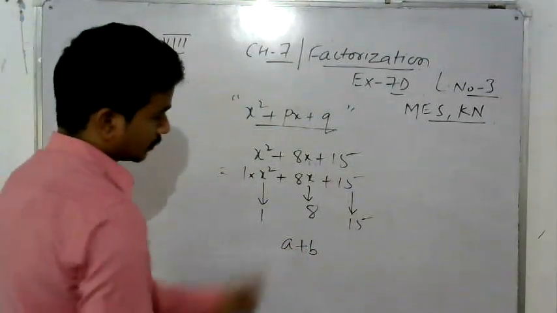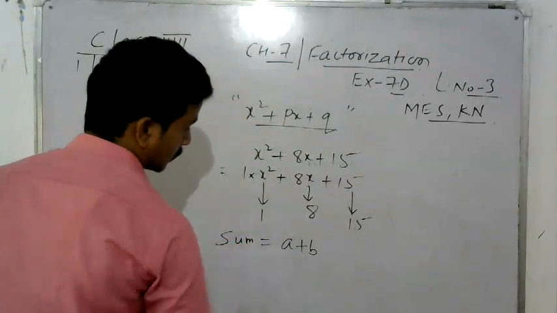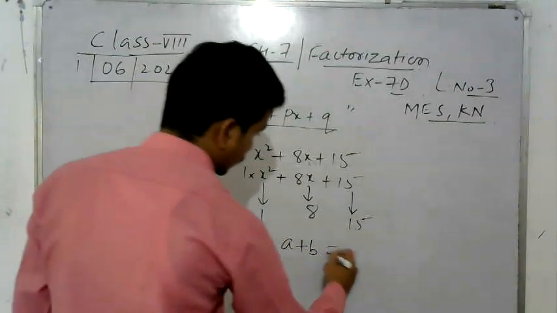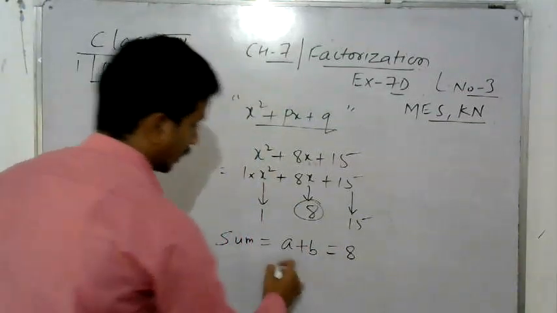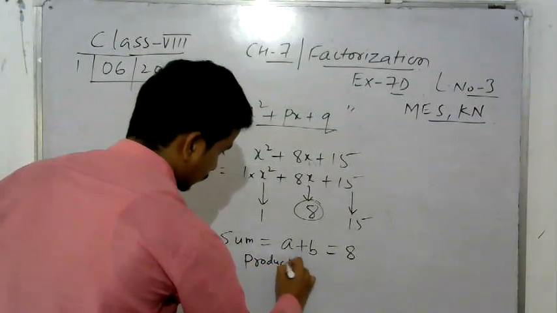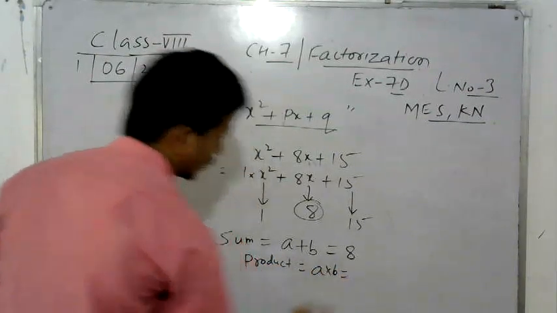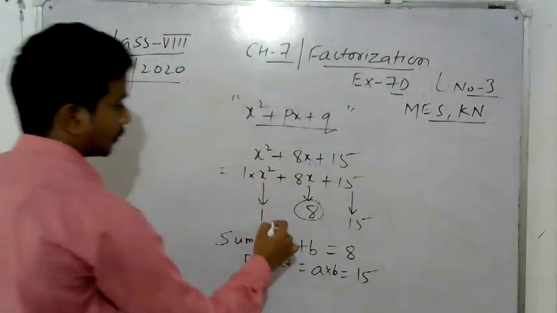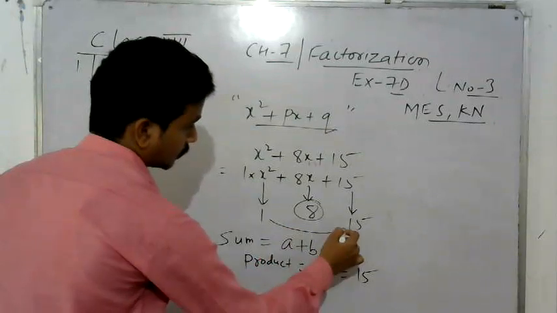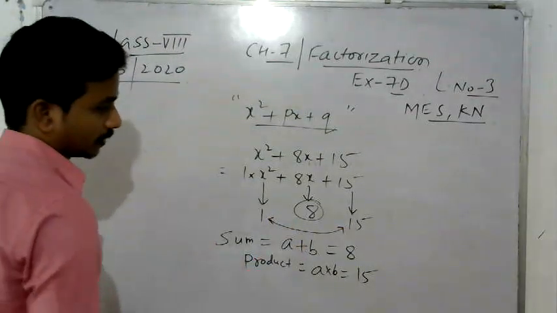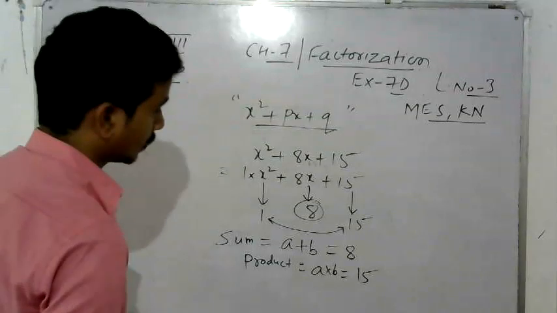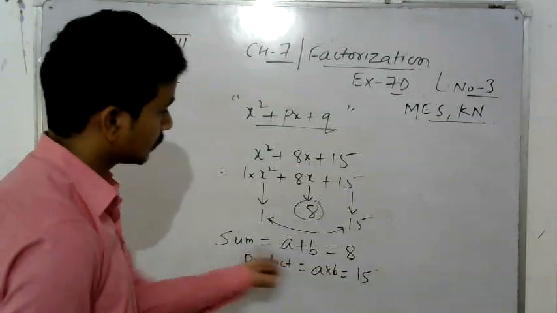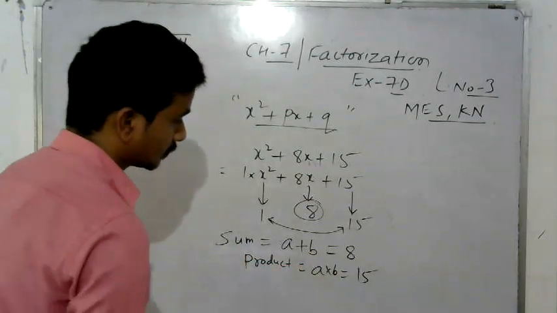we have to find two numbers whose sum is, suppose the two numbers are a and b, whose sum is 8 and whose product is a into b. When we multiply that, we will get 15 into 1, the product of these two. Okay, 15 into 1. So what are those numbers?